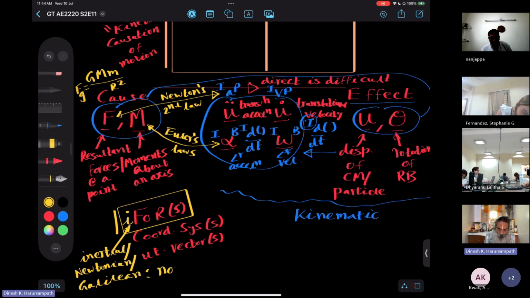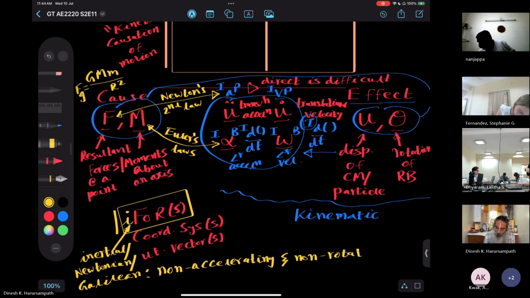this is non-accelerating and non-rotating. If either one of them or both occur, that is, the frame of reference that you're using is either rotating or accelerating, or both rotating and accelerating, then the validity of Newton's second law comes into question, and therefore of Euler's laws, which we will introduce today as well.